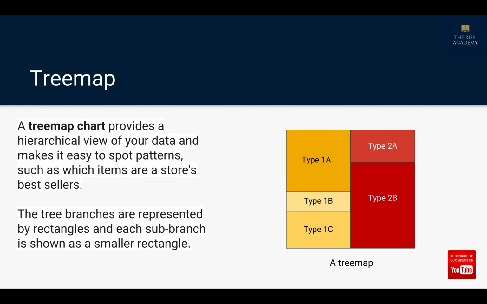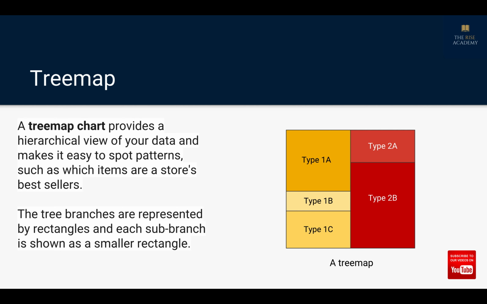So here on the right hand side, I have a small tree map which has two main categories, type 1 and type 2, and within each category there are again some subcategories such as type 1 has subcategories type A, B and C, and type 2 has subcategories A and B. And I'm also using color coding to show that the yellow color represents type 1 and the red color represents type 2.